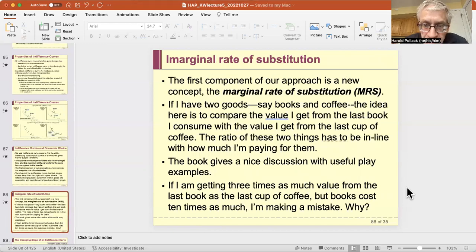So basically we're always comparing the value I get from the last book or the last coffee. The marginal rate of substitution is what am I getting for the last unit of the thing that I'm buying? And I think Krugman and Wells does a really nice job. And as I mentioned down here, this is clearly suboptimal. If books cost 10 times as much as the last cup of coffee, but I'm only getting 3 times as much value for the last book, I'm buying too many books if I'm at this point.